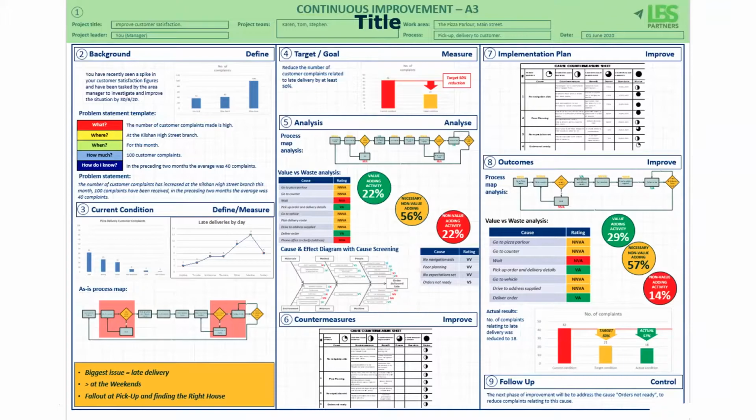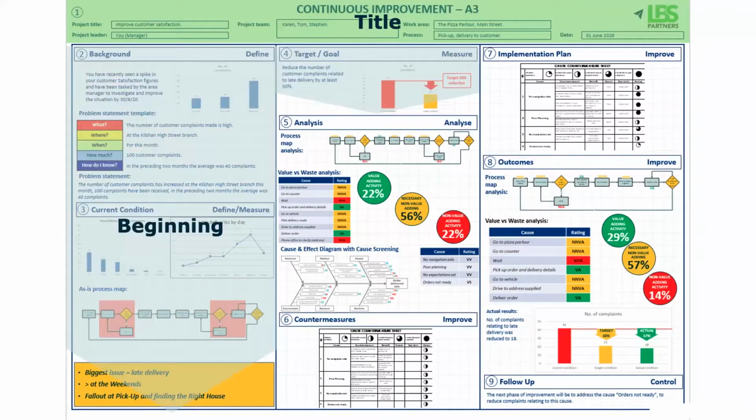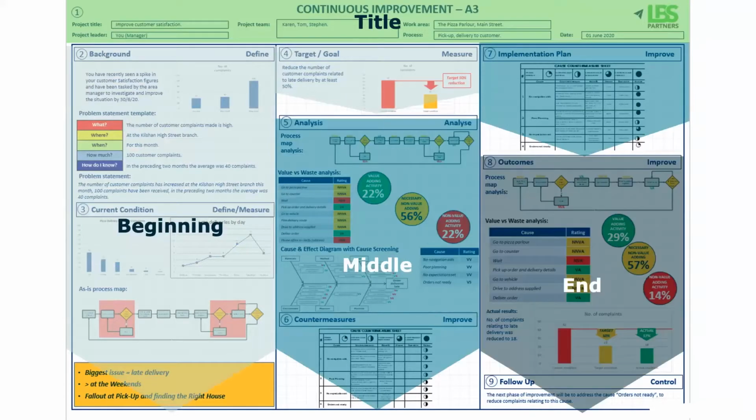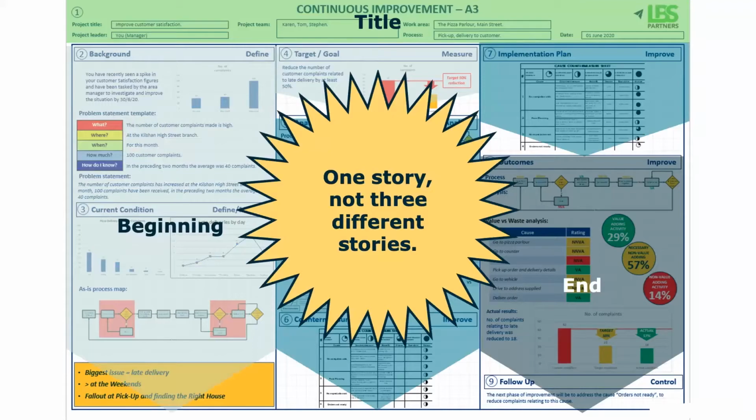Like every good story, then, it needs to have a beginning, it needs to have a middle, and it needs to have an end. The important feature of these is that we have one story, not three different stories. So our completeness depends upon tying all these three elements together.